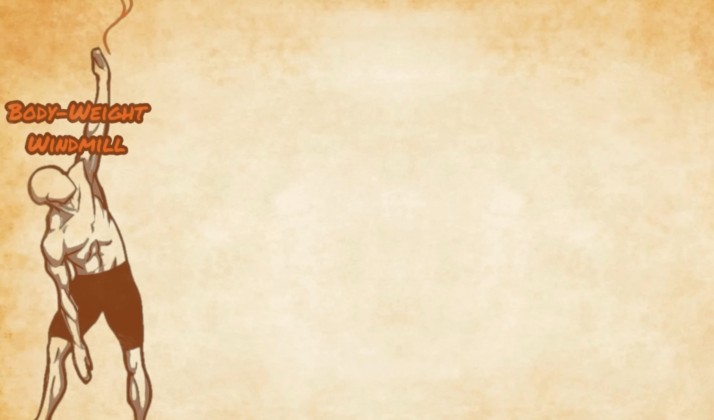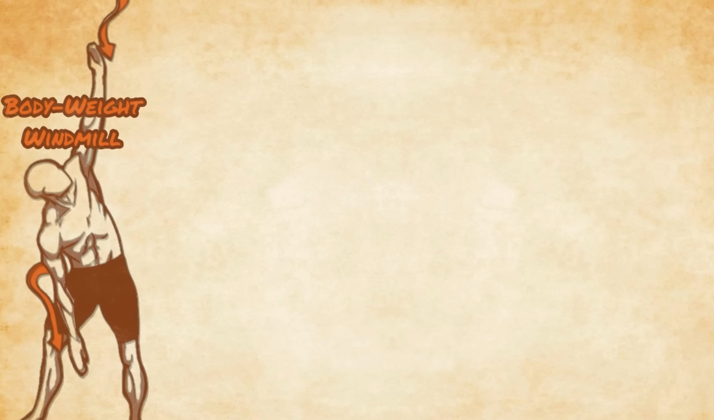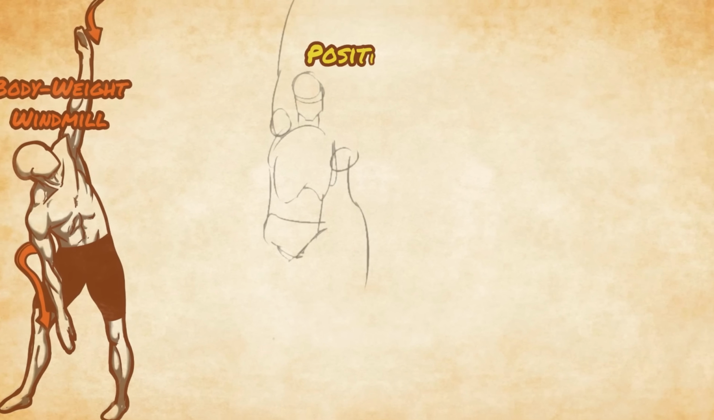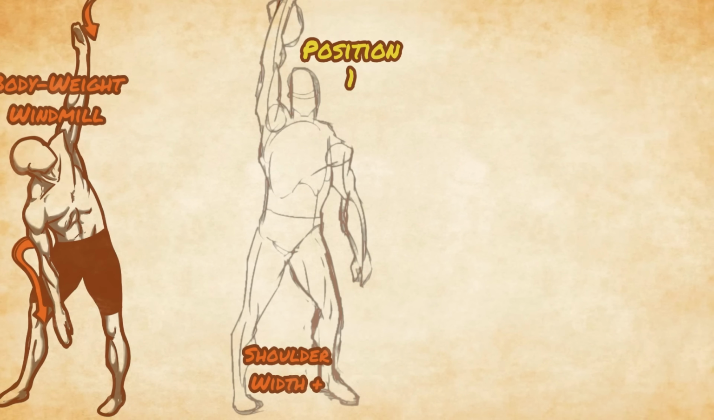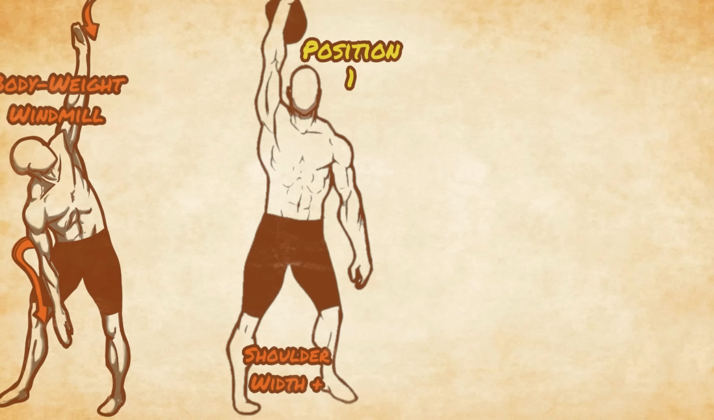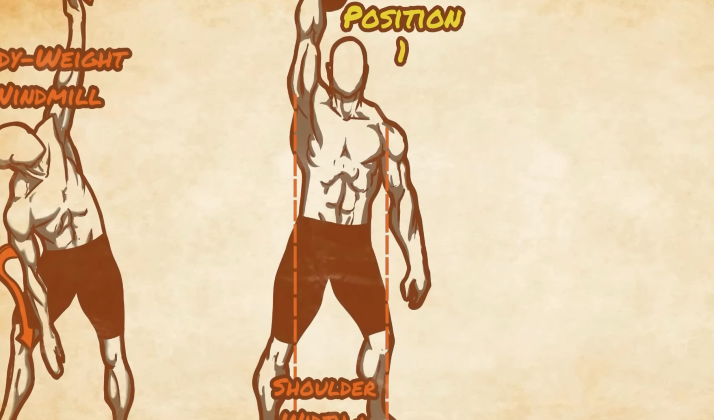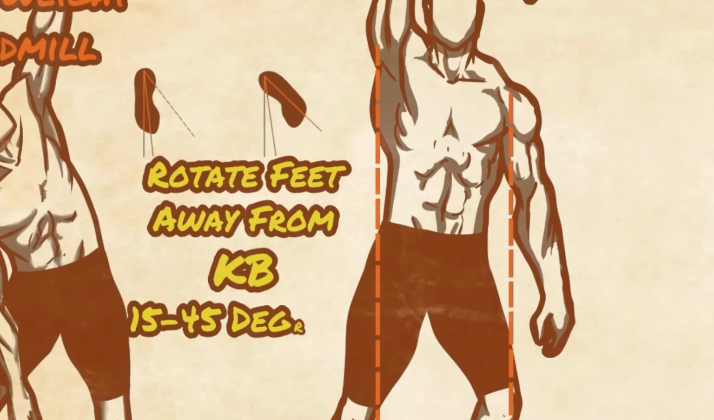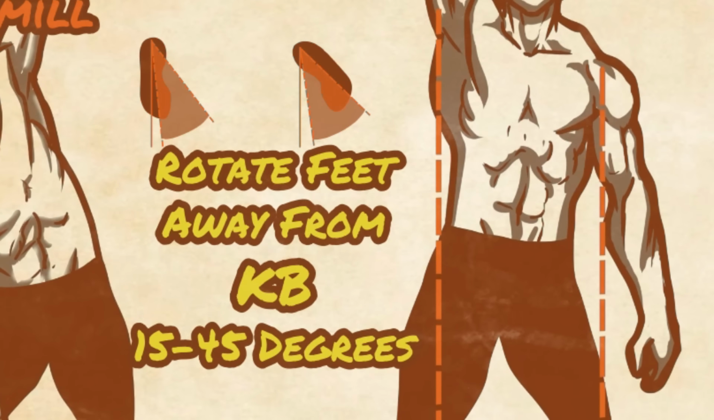Because of this, I recommend people start with this as a body weight mobility drill for at least a week or two before adding a lightweight kettlebell. To perform this exercise, stand with the feet a little wider than shoulder width apart, with a kettlebell held overhead in one arm. Turn the feet away from the kettlebell by anywhere from 15 to 45 degrees, depending on what's comfortable to your unique body.